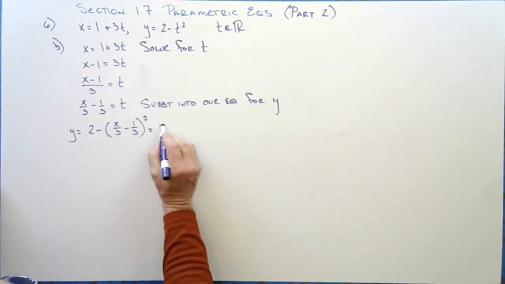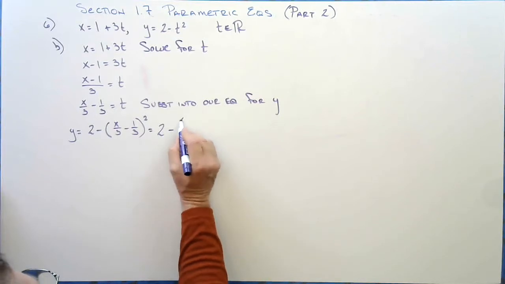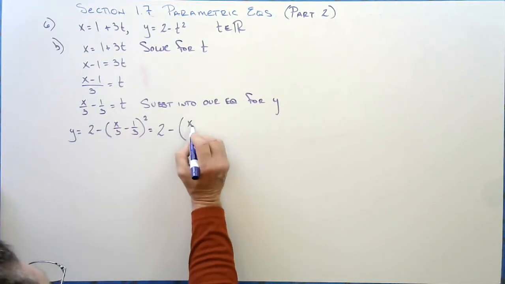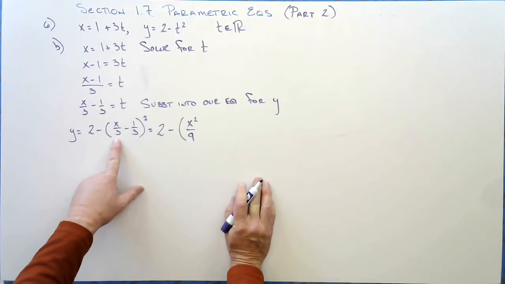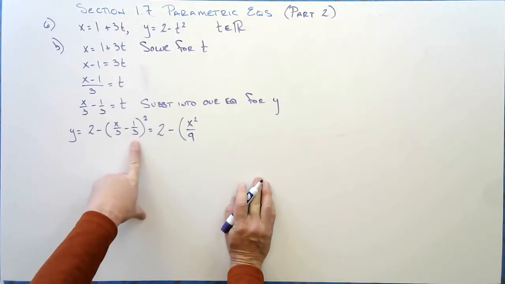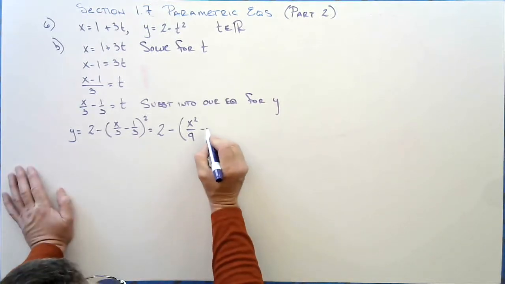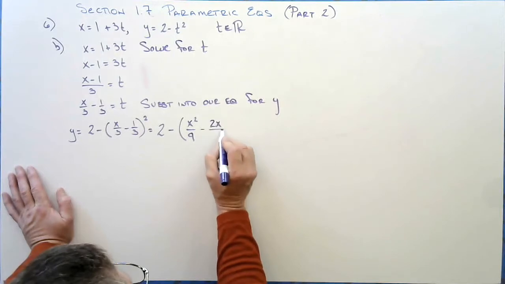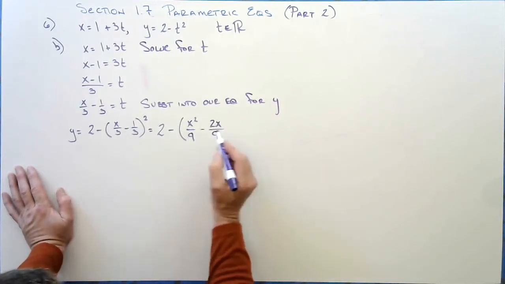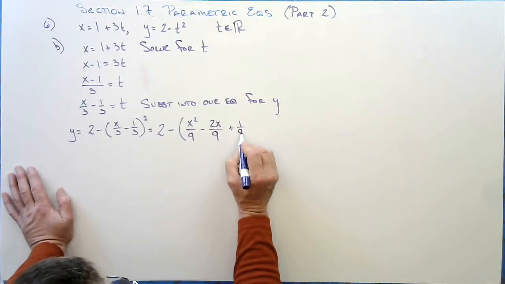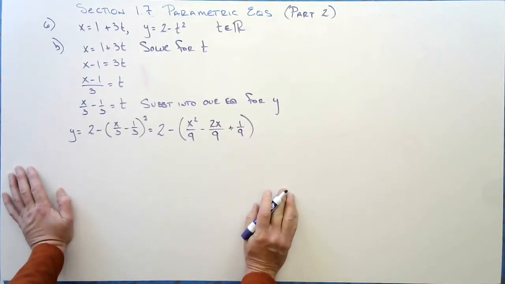So if we FOIL this out, here's our 2, right? 2 minus. If we FOIL, this is going to be x squared over 9. Then in the middle, we're going to have x over 3 times -1 over 3. That's going to be x over 9. And we're going to have 2 of those. So that's going to be minus 2x over 9. And then when we FOIL, our last term is going to be -1/3 times -1/3. That's going to be positive 1/9.